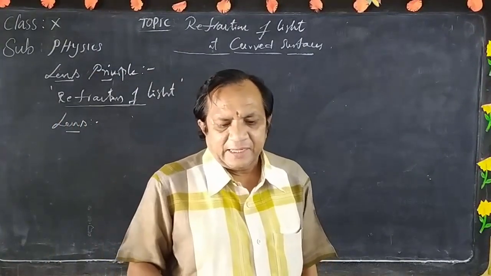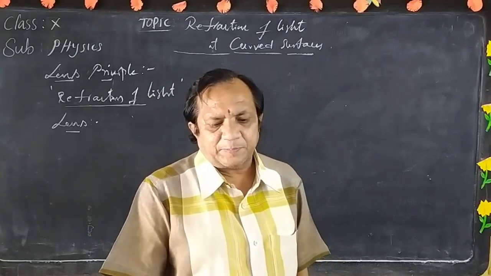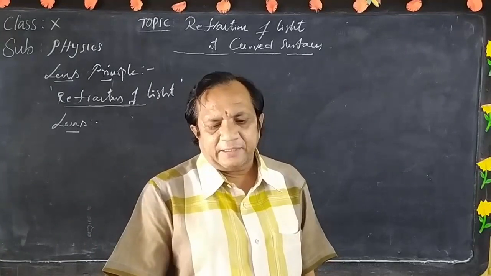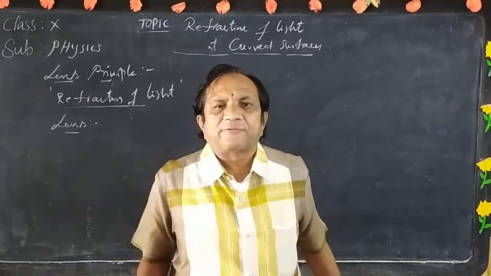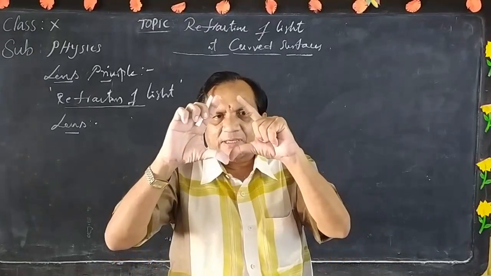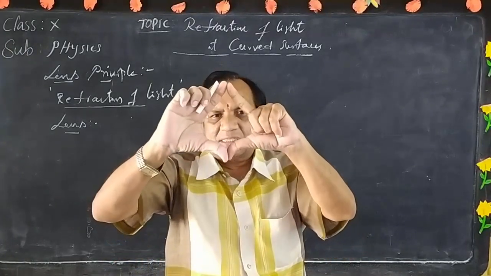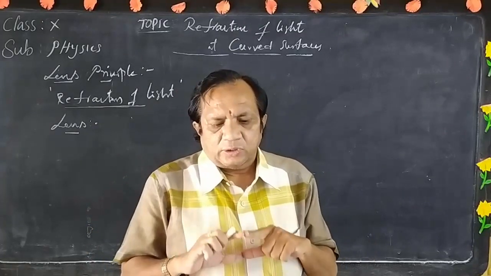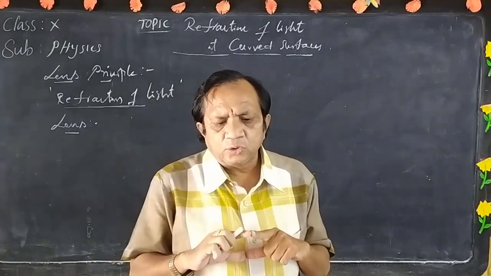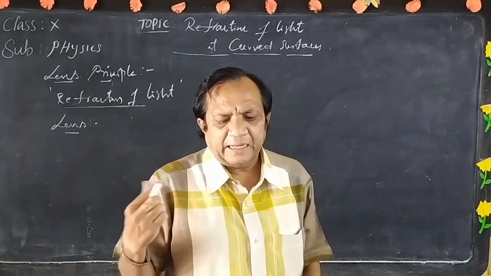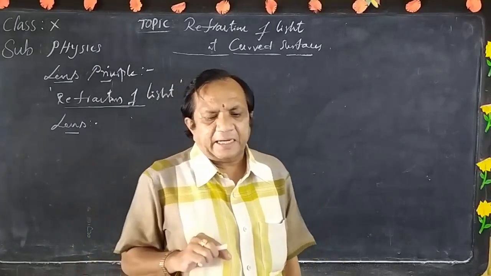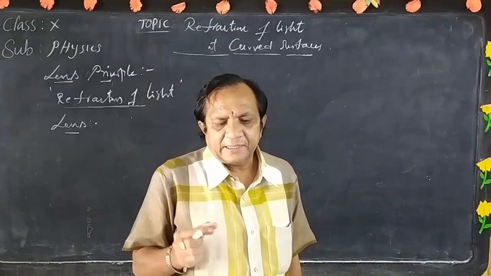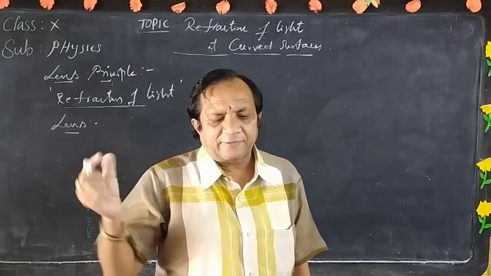So a lens is a piece of transparent glass bounded by two spherical surfaces. If two spherical surfaces are bound like this, then a lens is formed. A lens is a piece of transparent glass bounded by two spherical surfaces.